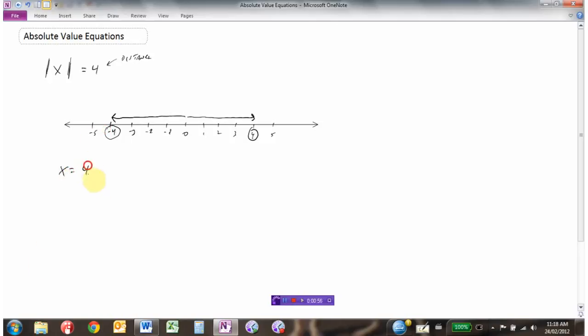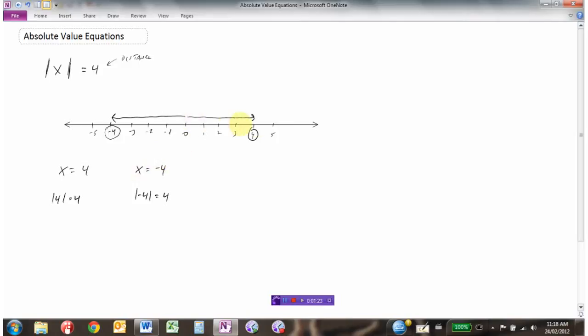So we could say there's two answers here, x equals 4 or x equals minus 4, because, and we can always check our answers with an equation, if I put 4 in for x, the absolute value of 4, of course, is 4, and if I put negative 4 in for x, the absolute value of negative 4 is 4.